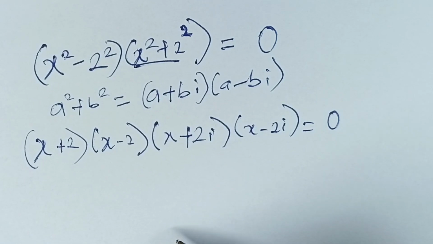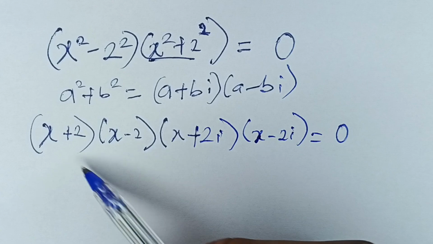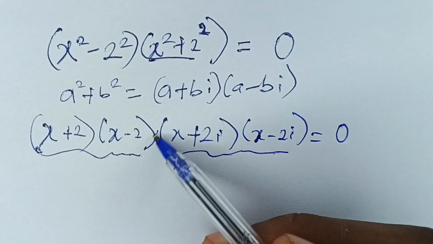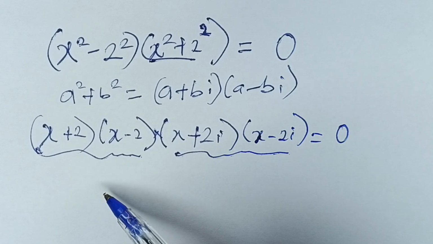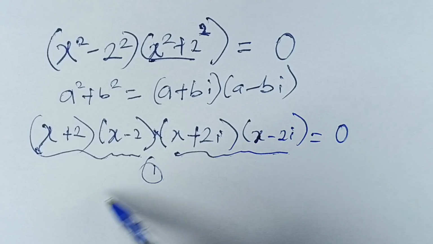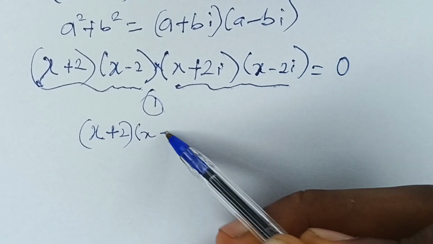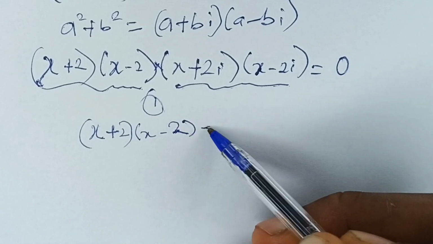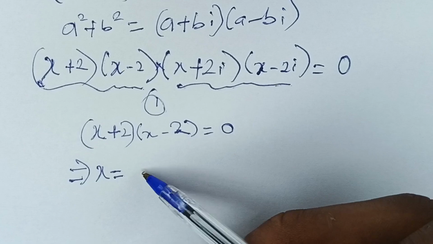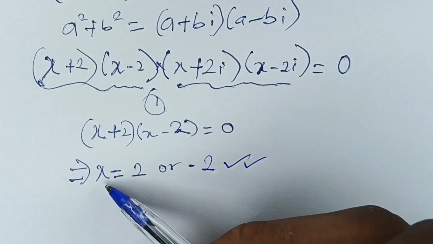Alright, so moving on, we can say that this times this is equal to 0. Okay, and when the product of two things is equal to 0, either the first one is equal to 0 or the second one is equal to 0. So for the first one, we have that x plus 2 into x minus 2 is equal to 0, implying that x is equal to 2 or negative 2. Okay, so this is just the first condition.